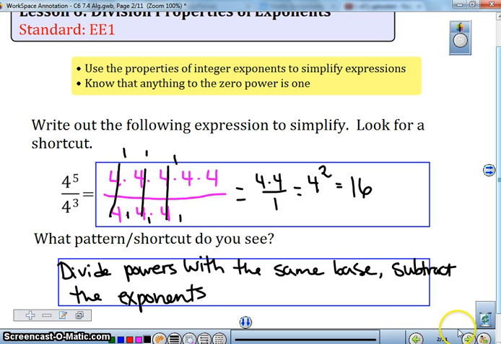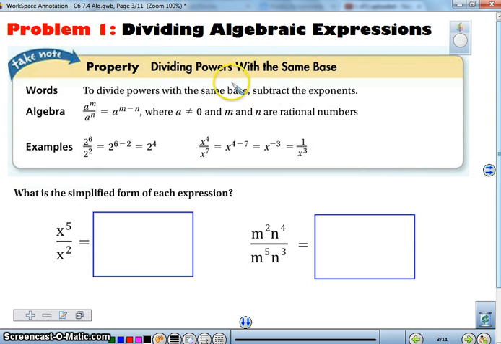This is going to help us to do some simplifying when we have the same base in our numerator and denominator. On the second page down in your notes, here is our main property, dividing powers with the same base. To divide powers with the same base, we subtract their exponents. A to the m over a to the n is going to give us that base a, subtracting our exponents, m minus n. Remember, a, the base, can never be 0, and m and n are rational numbers.